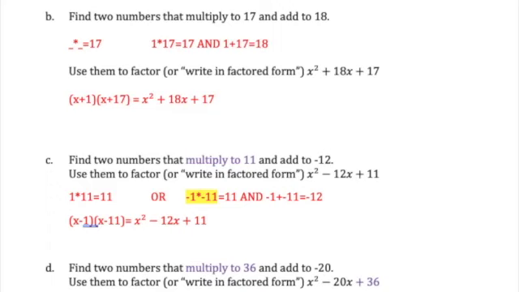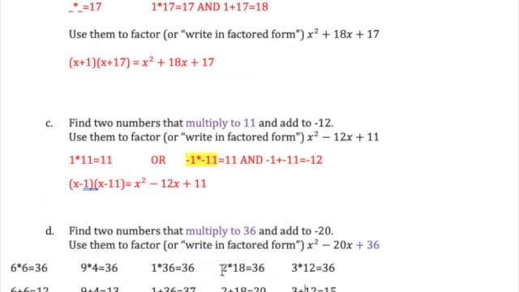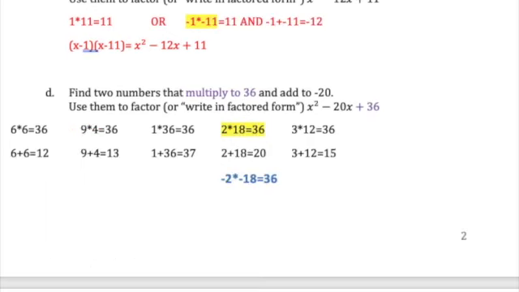6 and 6 is 12. 9 and 4 is 13. 1 and 36 is 37. These are all positives. So here's what I have to realize, that I could also pick all these negative numbers. I like this pair, but I need to make it negative: negative 2 times negative 18 gets me 36, and they add to negative 20. So that means my factored form is going to be x minus 2 times x minus 18.